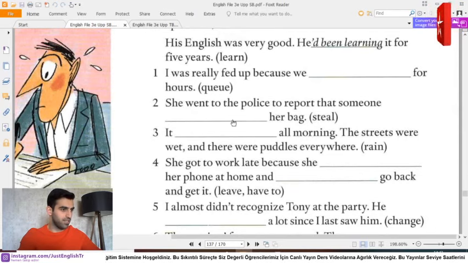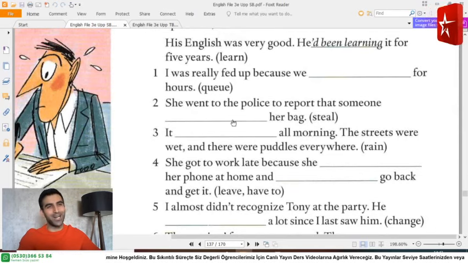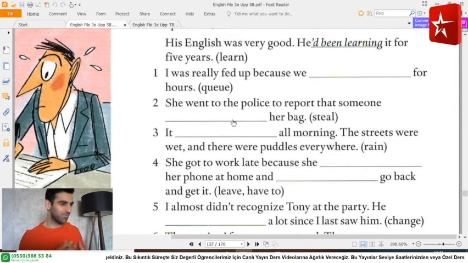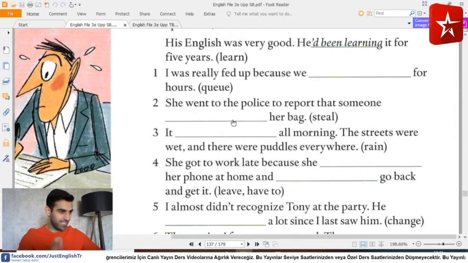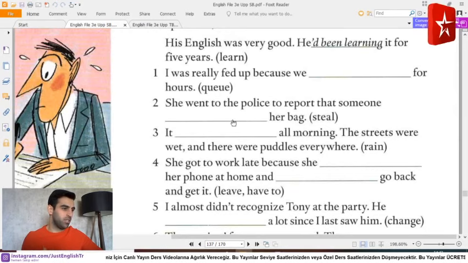Queue, like a tail. Tail has the same meaning in Turkish, but in English we don't use that. We don't use queue and tail like that. In English we say line, okay? I'm in a line or I'm in a queue.